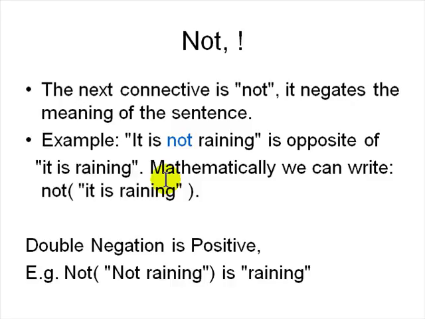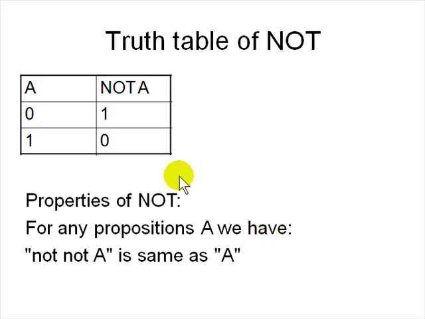And "not" is the negation. We already looked at that. So when you attach "not" in front of a statement, it means the statement is false. And if you put two nots, it means the statement is true. Not not raining is the same as it is raining. And the truth table for not is really simple. 0 becomes 1 and 1 becomes 0.